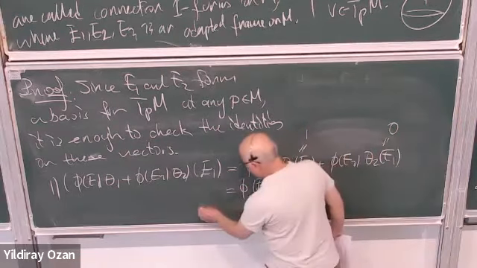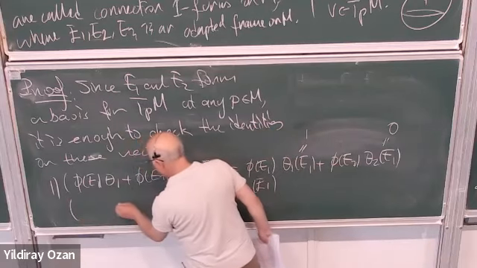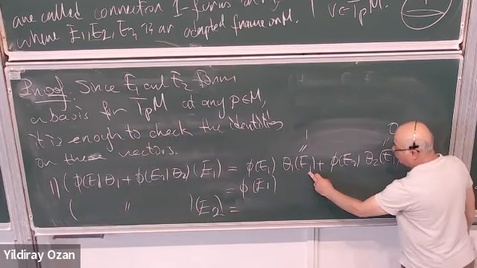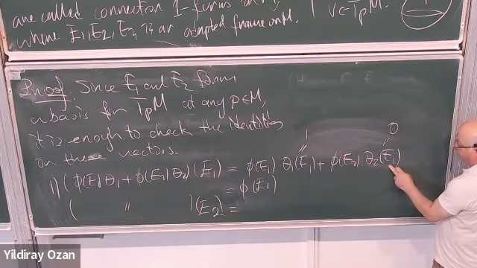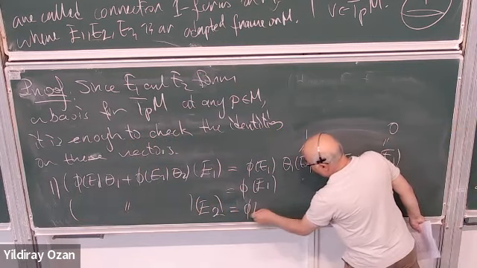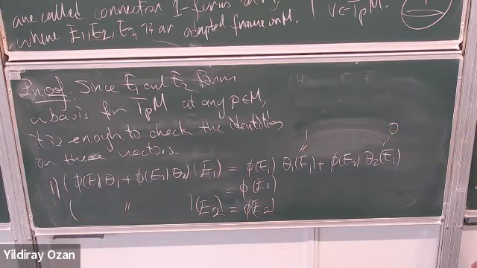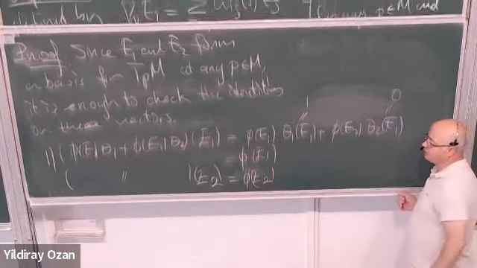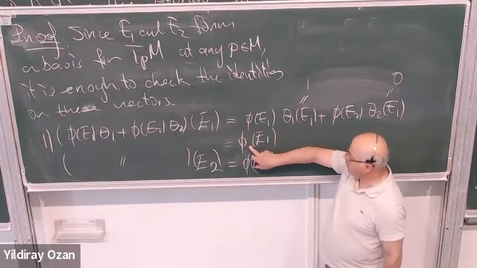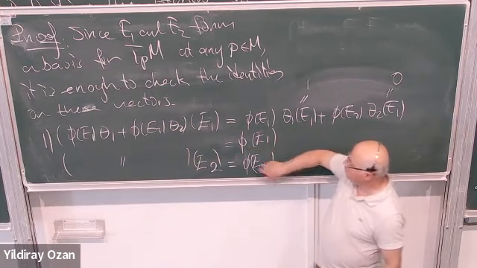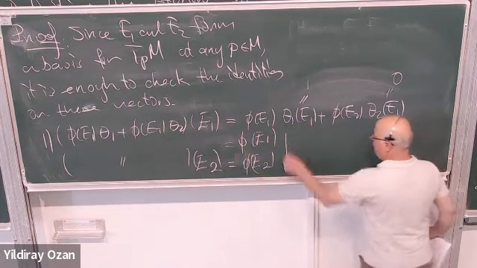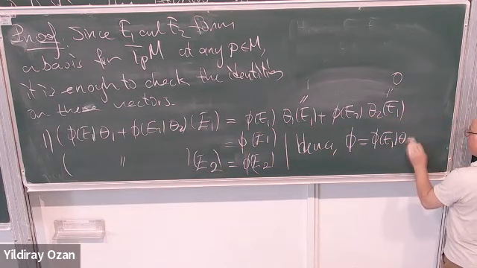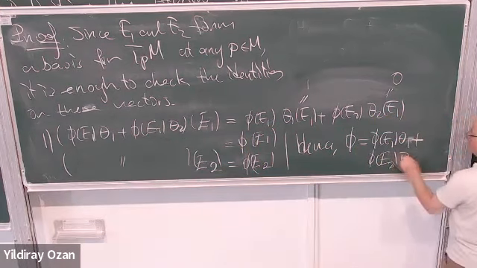And similarly, if you write here E2, the same thing, you will obtain, this time, this term will be zero, but here I will have theta two of E2, that will be one. So I will just get phi of E2. So what we see is that this one form and phi agree on both tangent vectors, right? So this form and phi agree on E1 and E2. Therefore, this form, whatever it is, should be phi. So hence, phi is equal to phi of E1 theta one plus phi of E2 theta two.